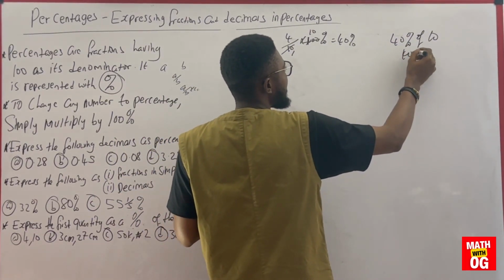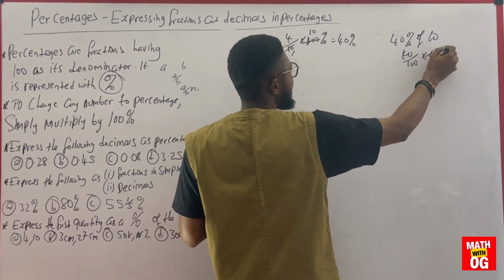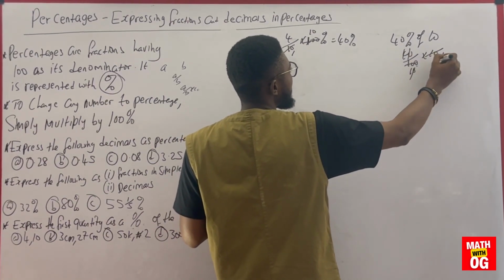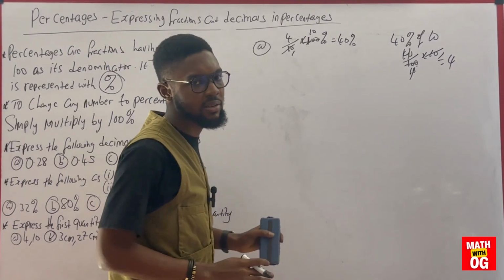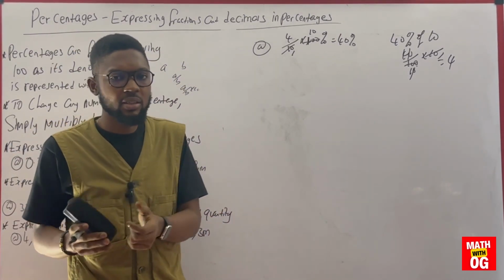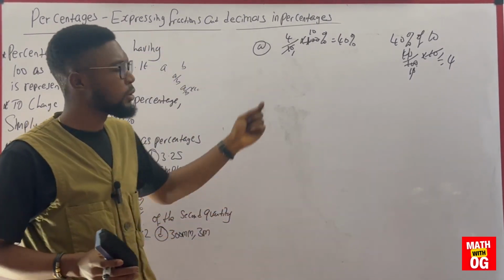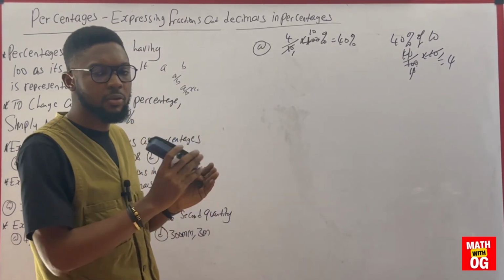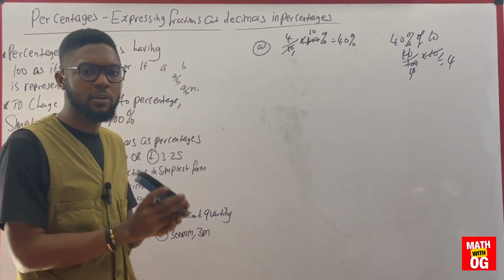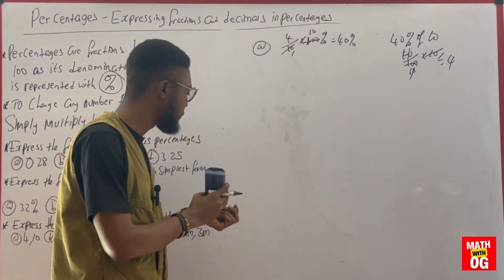40% of 10, that's 40 over 100 multiplied by 10. 10 here 1, 10 here 10. 0 cancels 0, so that's 4. That's the meaning of that statement. Express 4 as a percentage of 10 is what? 40%. That means 4 is 40% of 10. If you find 40% of 10, you should be getting 4.